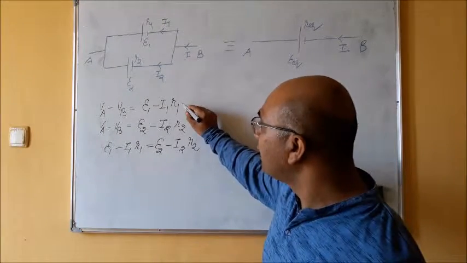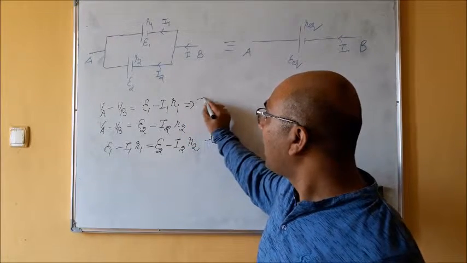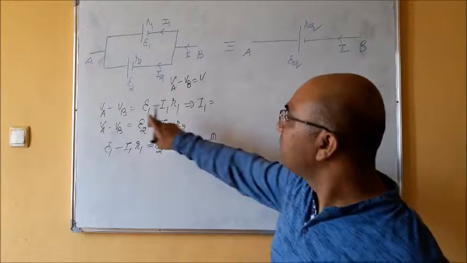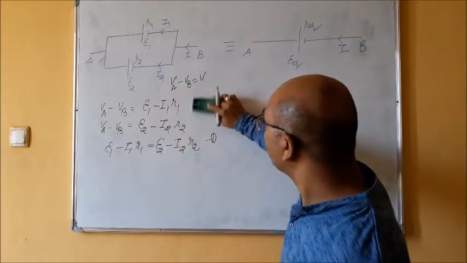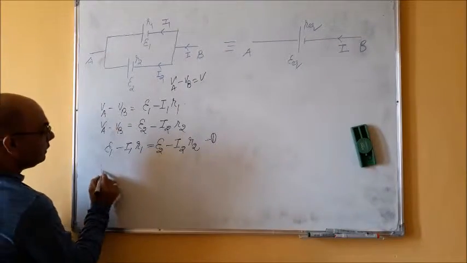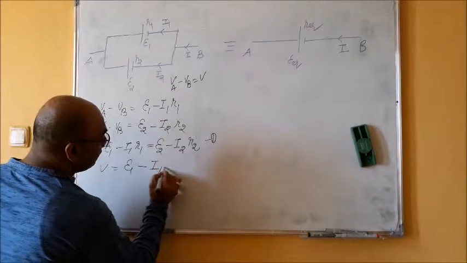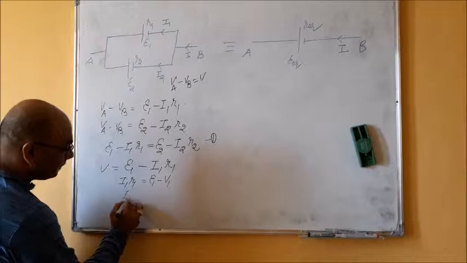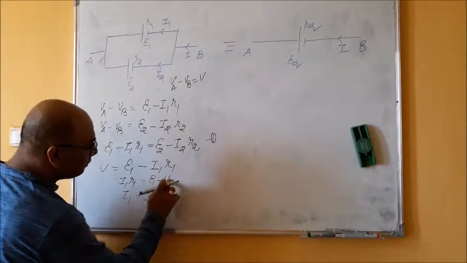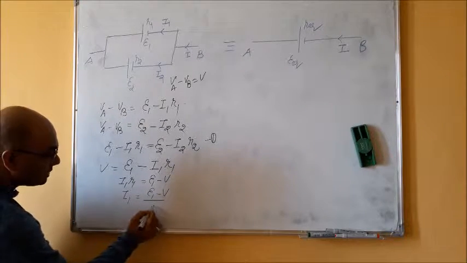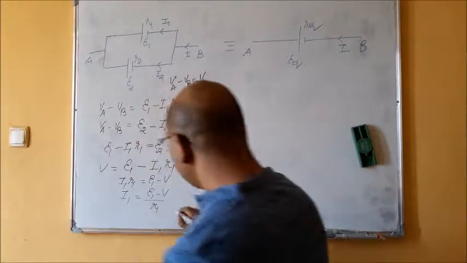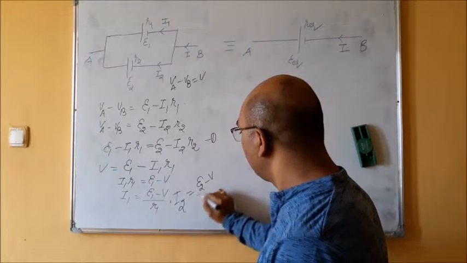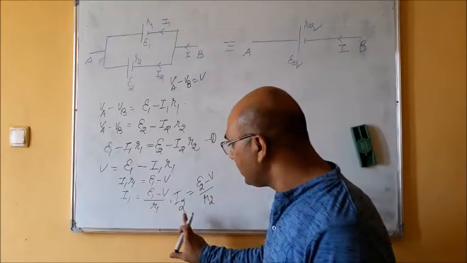In other words, if I want to know the value of I1, what can I do here? Suppose for some time I take this VA minus VB as V. So what is the value of I1 here? If you solve, V is E1 minus I1 R1. When you solve this, I1 R1 will be E1 minus V, right? So I1 will be E1 minus V upon R1, right? Similarly, what will be the value of I2? When I put VA minus VB here, I will get E2 minus V upon R2. So this is the value of I1, this is the value of I2.